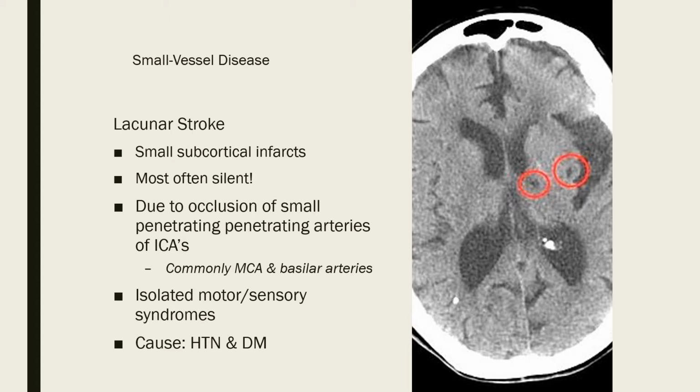Lacunar strokes are small subcortical infarcts that typically are silent and found on imaging when you are evaluating for something else. Typically, they're due to small vessel disease, usually the penetrating arteries from the middle cerebral or the basilar arteries. They typically only cause an isolated motor or sensory syndrome and rarely affect cognition or mental status. The most common causes are hypertension and diabetes, which leads to small vessel occlusions with resultant necrosis that gets reabsorbed over time.